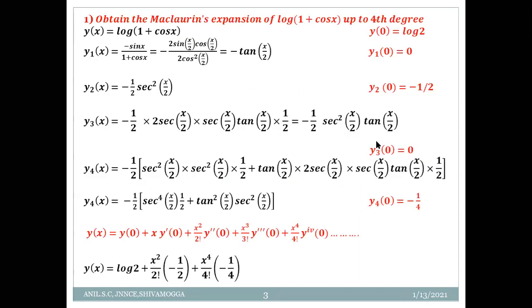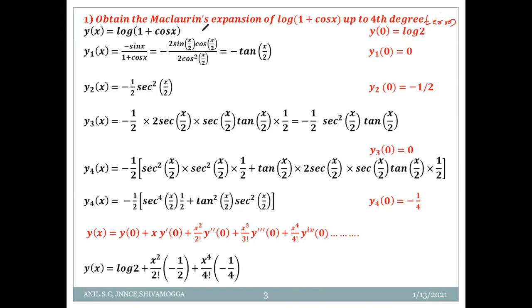First problem. Obtain the Maclaurin's expansion of log 1 plus cos x up to the fourth degree term. That means you have to differentiate the given function successively 4 times with respect to x. Obtain the Maclaurin's expansion of log 1 plus cos x up to the fourth degree term.